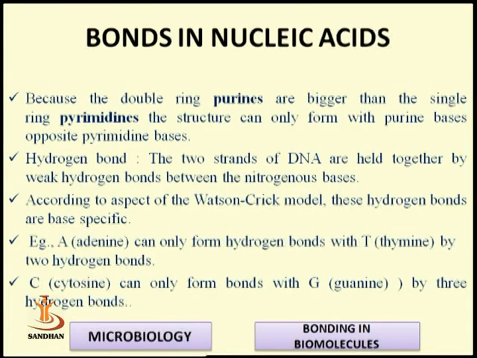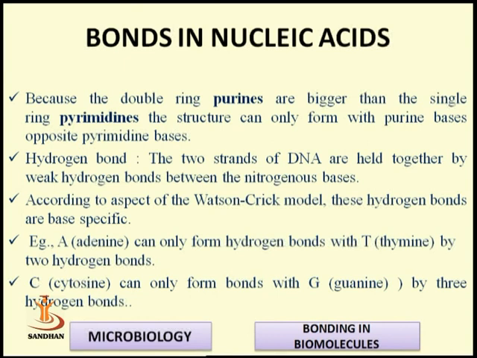Because the double ring purines are bigger than the single ring pyrimidines, the structure can only form with purine bases opposite pyrimidine bases. The hydrogen bond, as I told you, between adenine and thymine, A and T, is a double bond. The two strands of DNA are held together by weak hydrogen bonds between the nitrogenous bases, and these nitrogenous bases are A and T and G and C. So there is a weak hydrogen bond present between them.